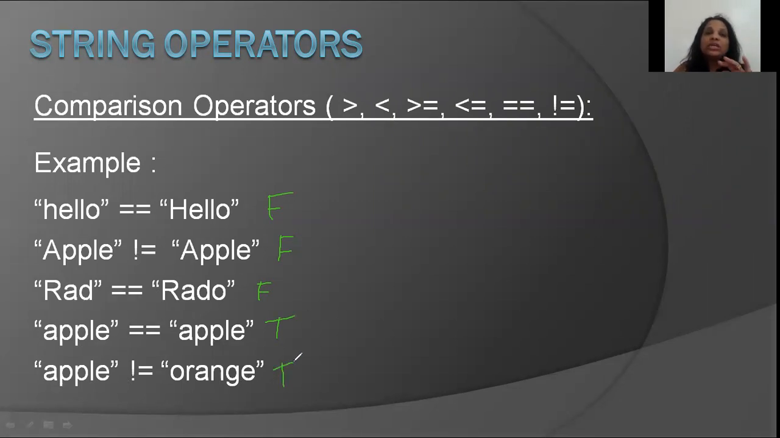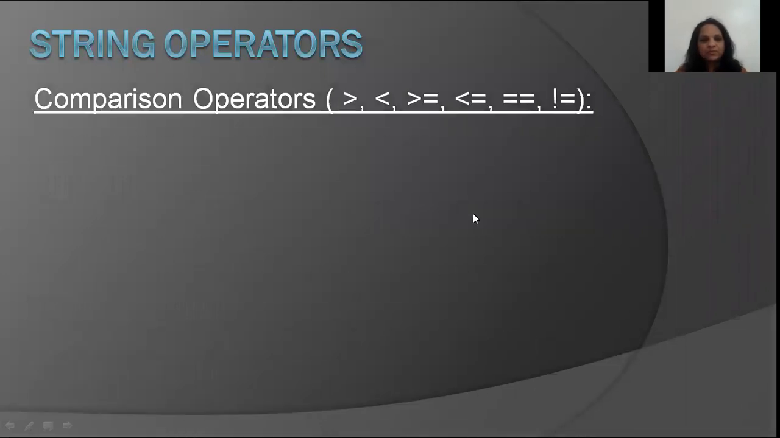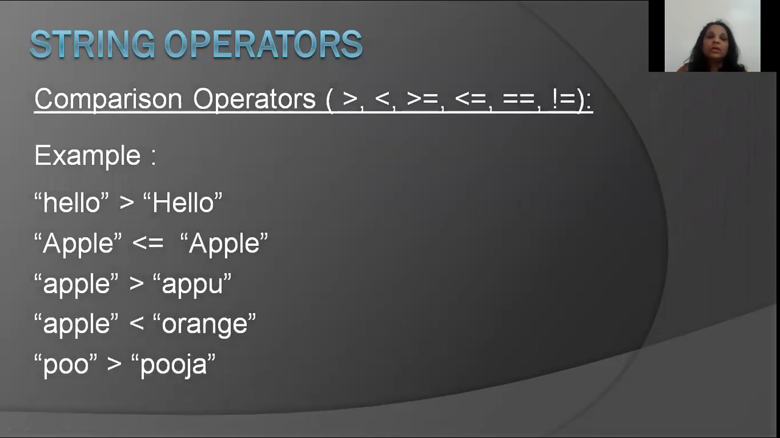So this was about only equality and not equal to. It's very easy. If they are the same, it's equal. If they are not the same, they are not equal. Clear? But let's see how to use the greater than and the less than symbols also with strings. Before this, I would want to tell you that, when we compare greater than and less than, it is compared on something called the ASCII value or the ordinal value.